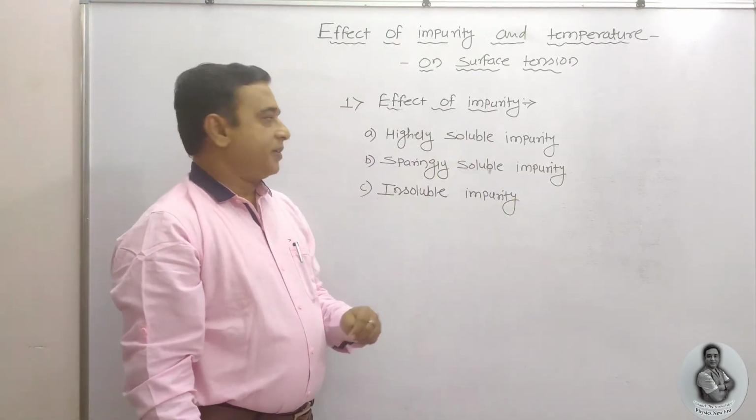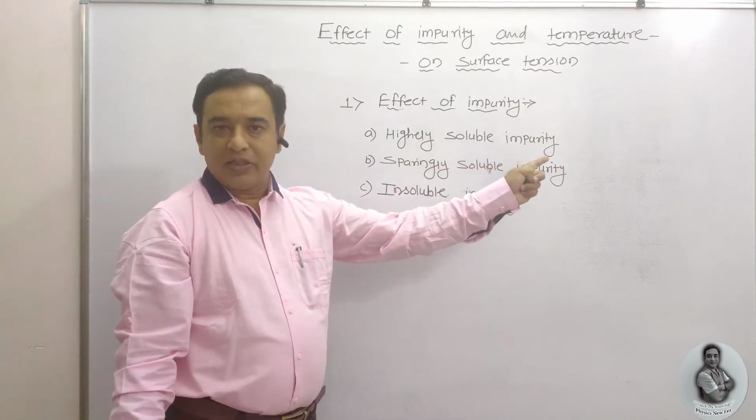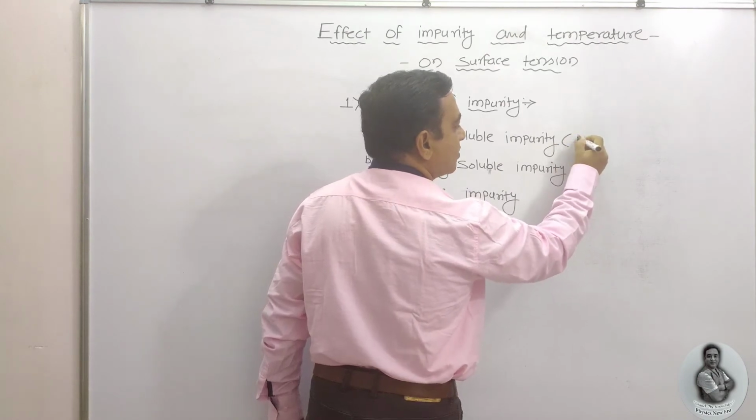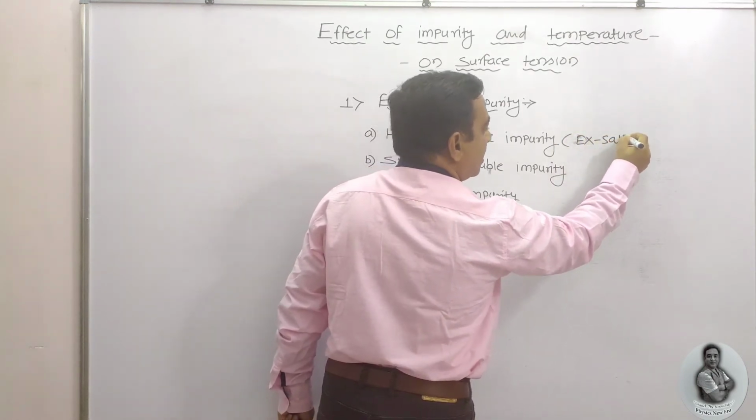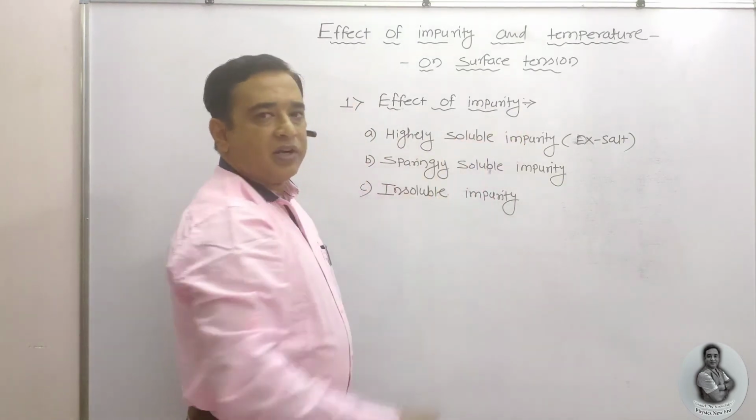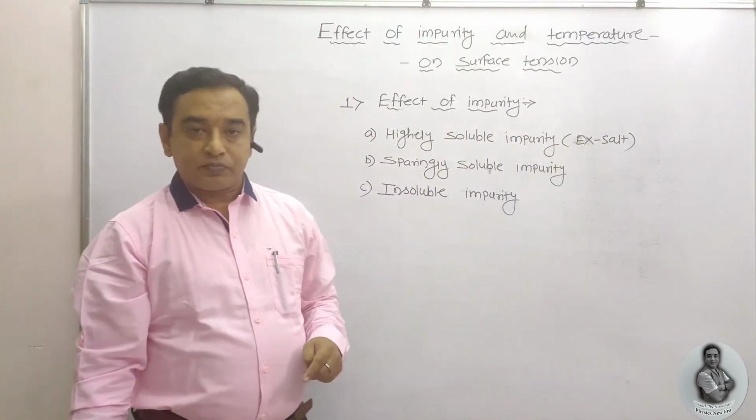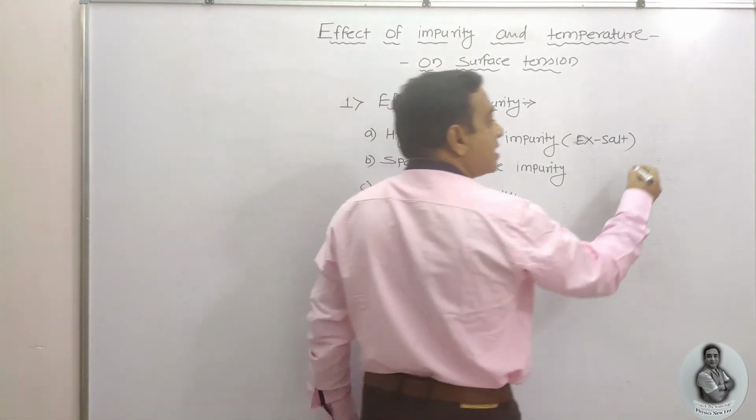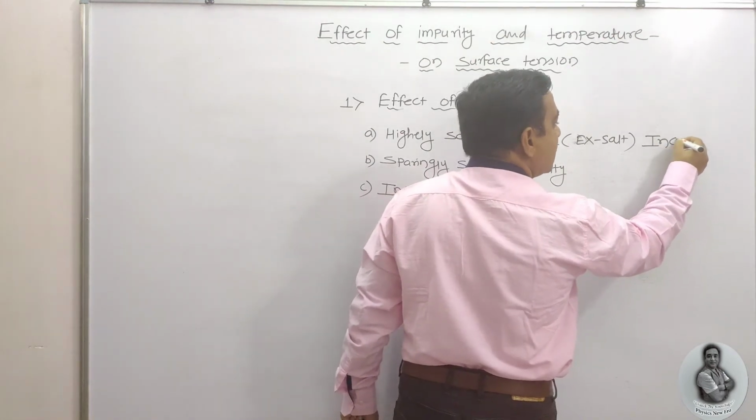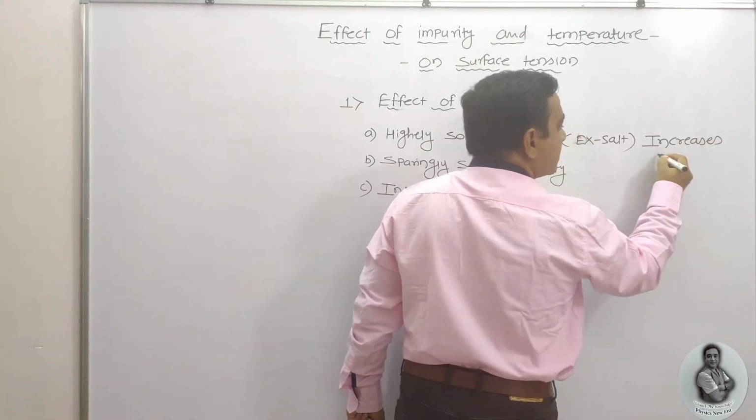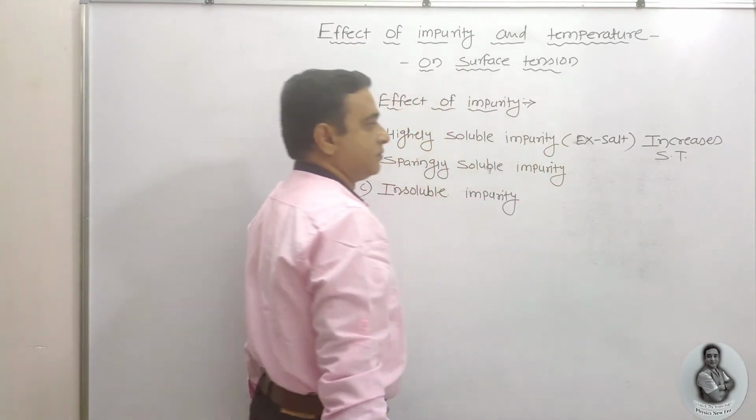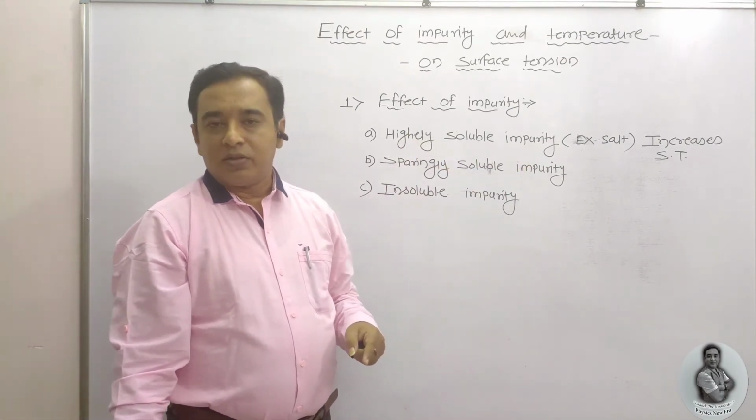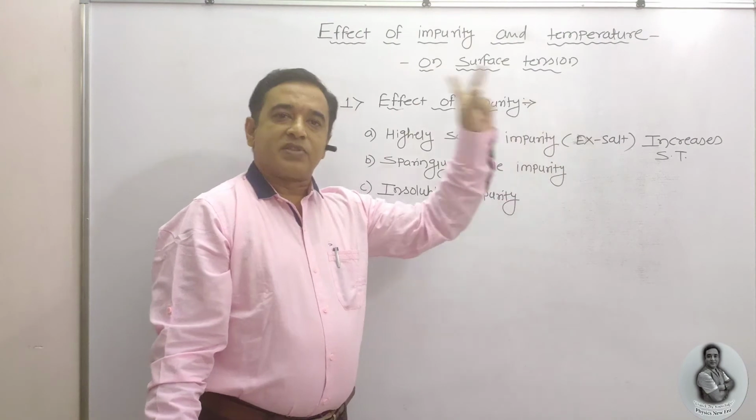Now, effect of impurity. Highly soluble impurity, just like salt. The example I would like to give is salt. If a highly soluble impurity, just like salt, is added in water, it increases its surface tension. It increases the surface tension. When a highly soluble impurity is added in water, then it increases the surface tension.